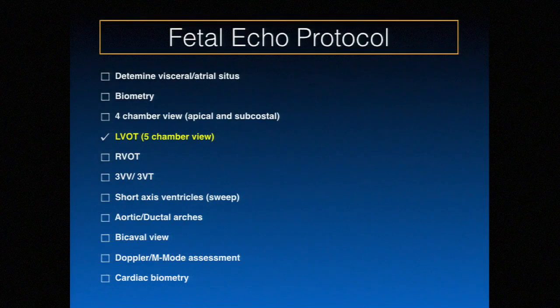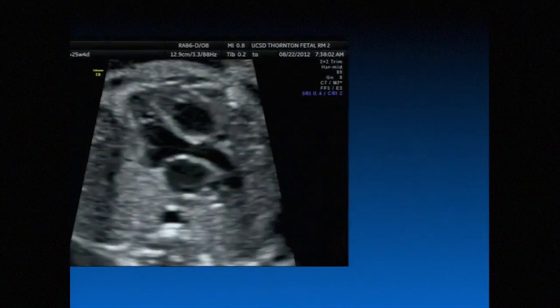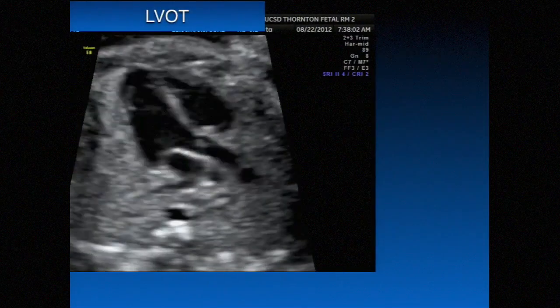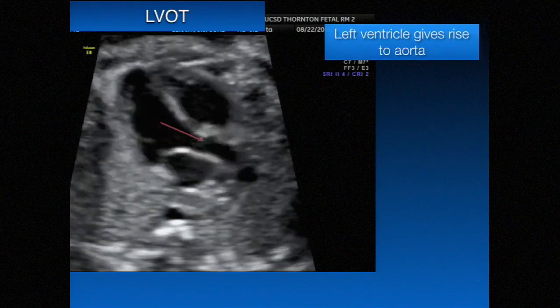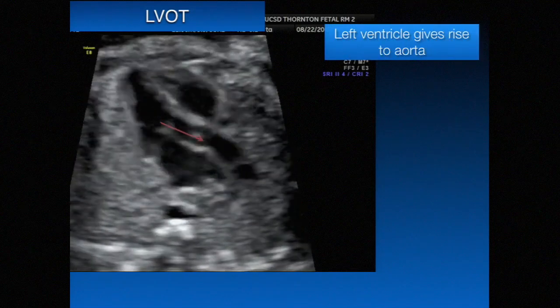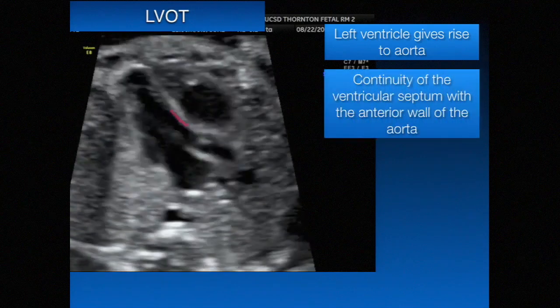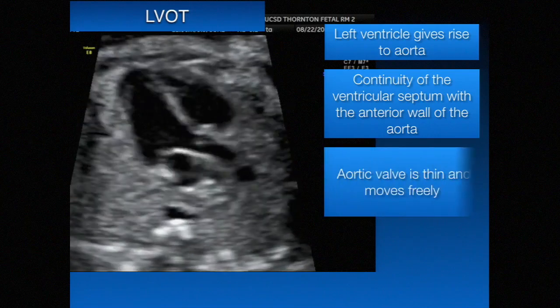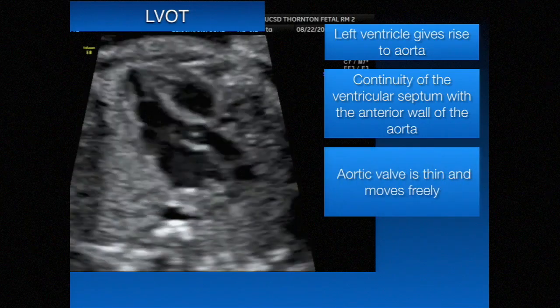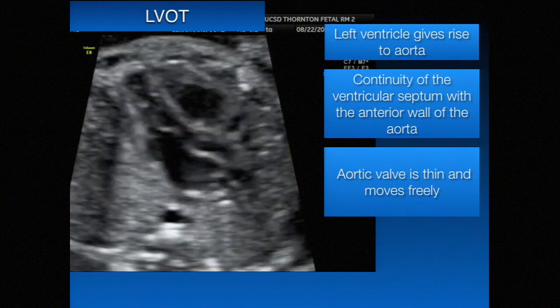So moving into our LVOT view. A couple different ways. First, coming from the apical perspective and scanning upwards. You want to make sure, obviously, that your aorta is arising from your left ventricle, that there's continuity of the septum as you're looking, and then also that the aortic valve, as you're watching it, is thin and the leaflets are moving freely.